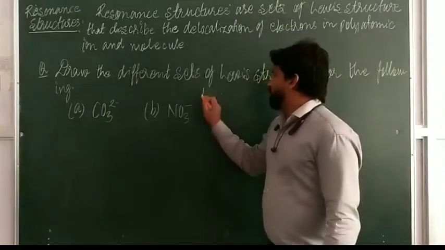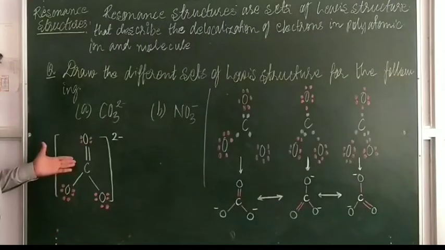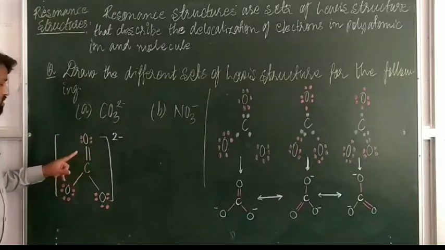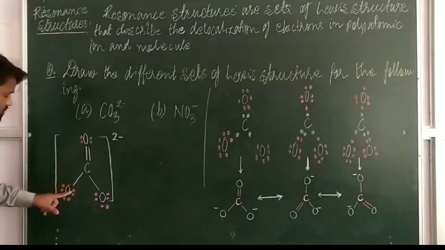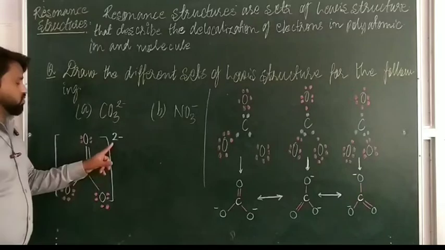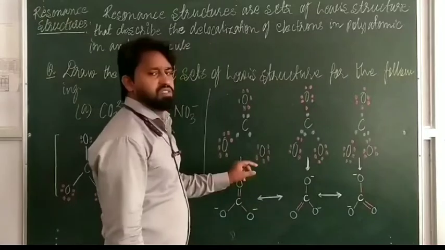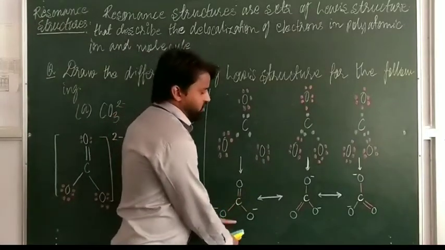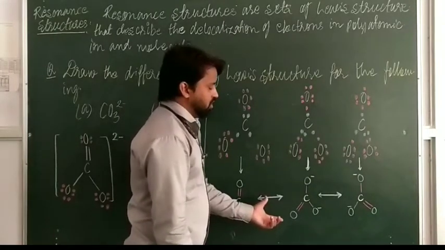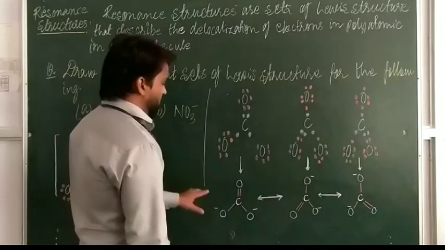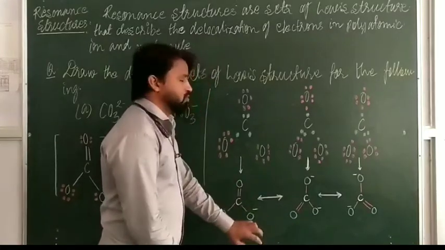Okay, let's see. I hope you all have done it. This is the structure of carbonate, and in this carbonate, the carbon has a double covalent bond to this oxygen and single covalent bonds to these oxygens, and also has two negative charges. This is one possible Lewis structure. In this, we may see clearly there are three different canonical structures of carbonate.